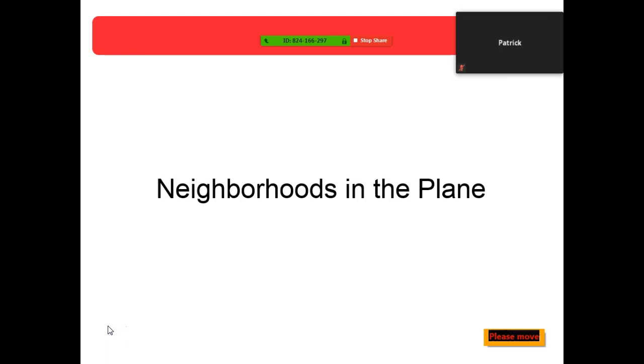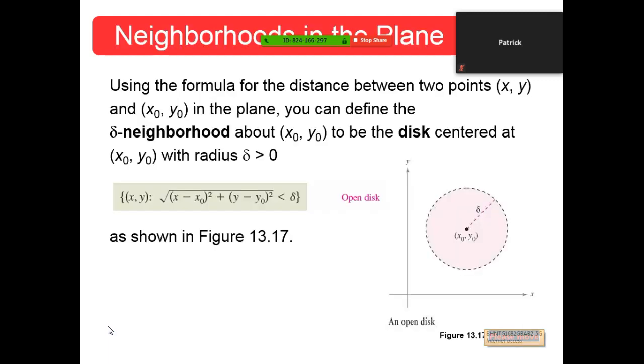Okay. Before we get going, well, neighborhoods in the plane. So guess what? We're starting in the plane. Okay. Using the formula for the distance between 2 points, (x, y) and (x0, y0). Those are our 2 points. (x, y) is 1 point, (x0, y0) is the second point. And both points are in a plane. Of course, if you have 2 points, you're in a line and you're also in a plane. You can define the delta neighborhood.